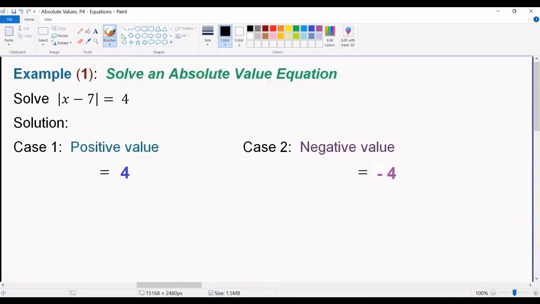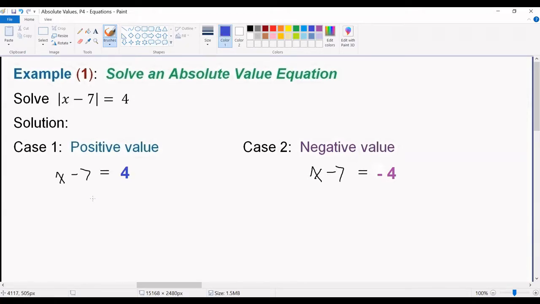Here in example 1, it's a guided problem for us. We're asked to solve the absolute value of x minus 7 is equal to 4. However, both the positive and negative cases are set for us. So what does that mean? That means on the left side of each equation, we're just going to write exactly what's inside the absolute value and nothing else. So in case 1, we have x minus 7 is equal to our positive 4. And in our second case, we also have x minus 7. However, it is now equal to negative 4.